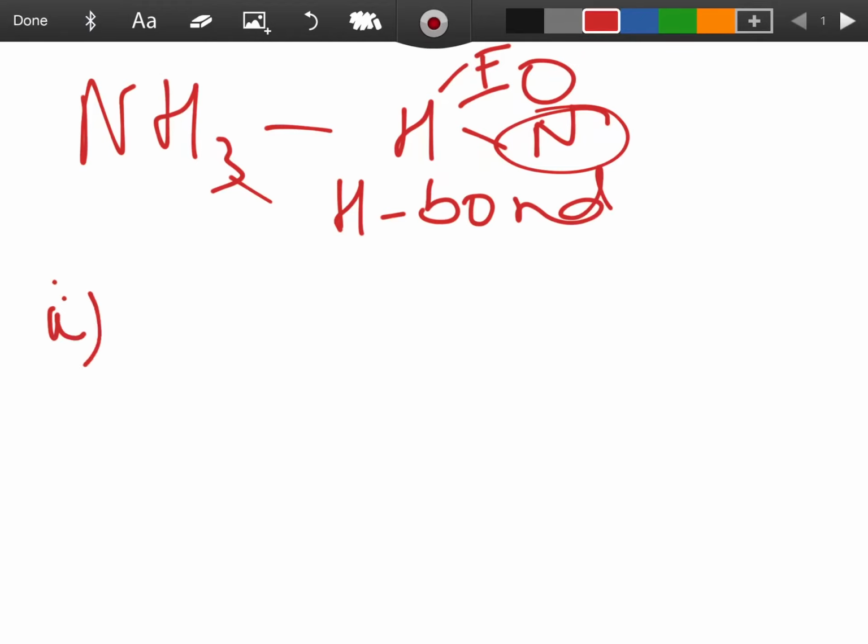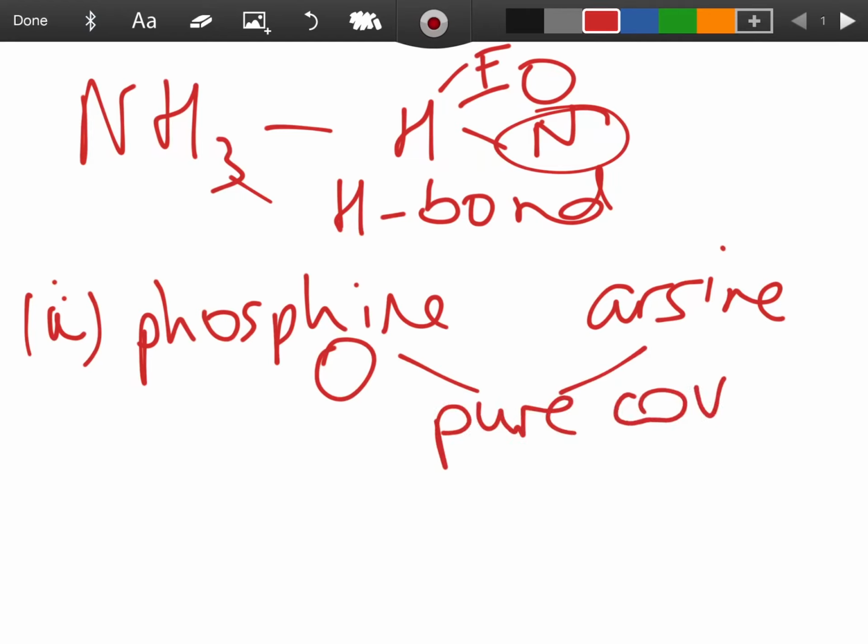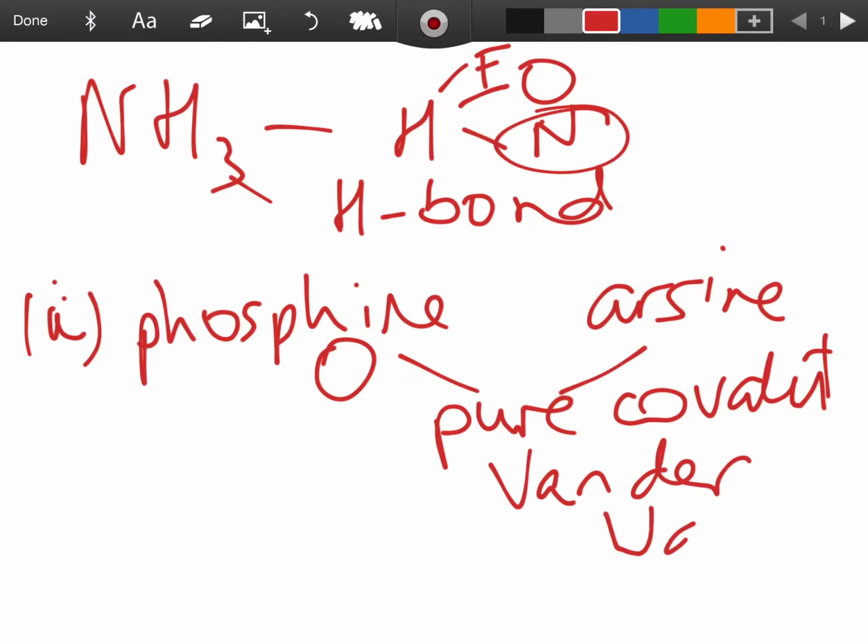Then the second part of that asked you about phosphine, and it said phosphine's boiling point is lower than arsine. Now, when you look up the electronegativity values for phosphine, you actually see that the difference is 0. So both of these are pure covalent. So both of them have van der Waals forces between them, okay?